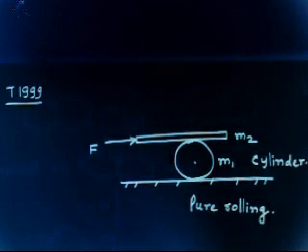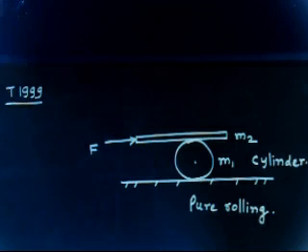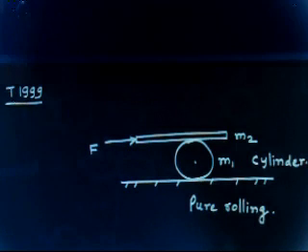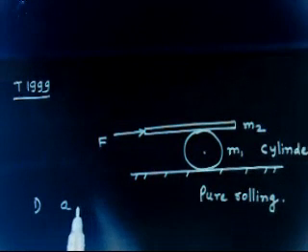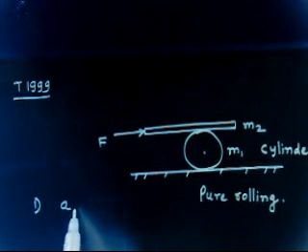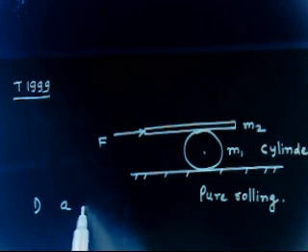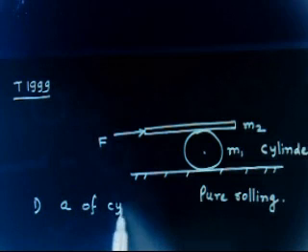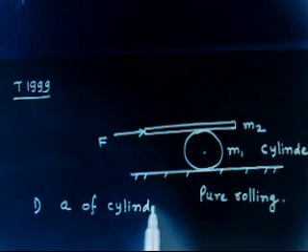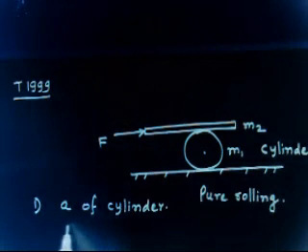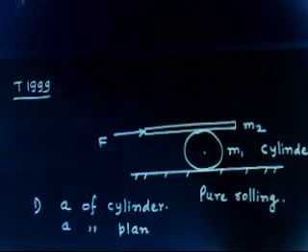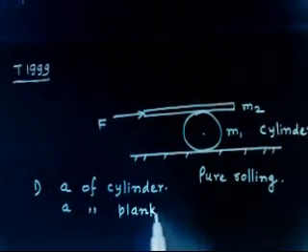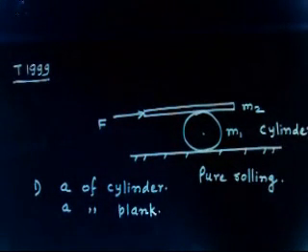Now the question says find the acceleration of plank and the acceleration of center of mass of cylinder. This is a fairly easy problem. So part 1 says find the acceleration of plank as well as acceleration of cylinder. So two things we have to find out. What is the acceleration of cylinder, what is the acceleration of plank, and there is no slipping, so this is a case of pure rolling.